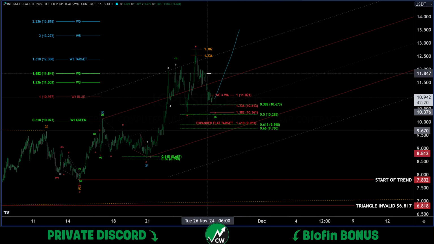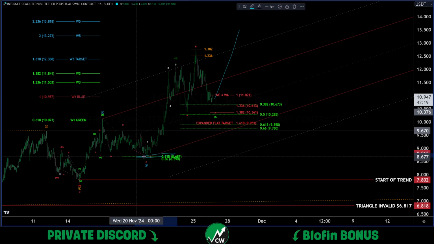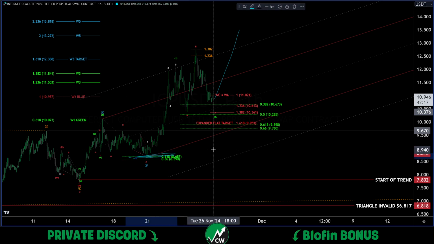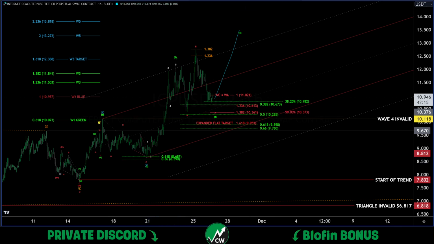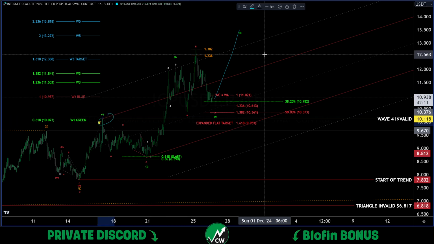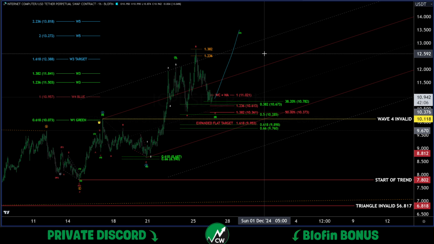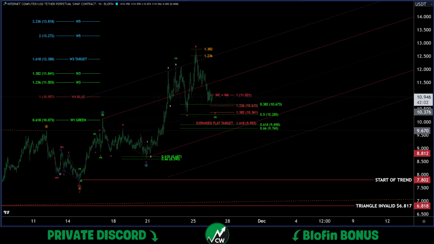So between these 1-2s, invalidation of 1-2-1-2 is at this level, clearly, but invalidation of a fourth wave is overlap with wave 1 at 10-118, according to Blowfin. So we'll see which one we get, just tracking this every day in the Discord.